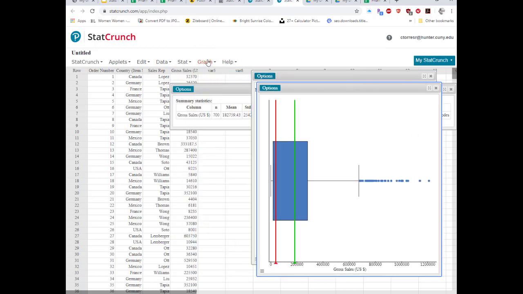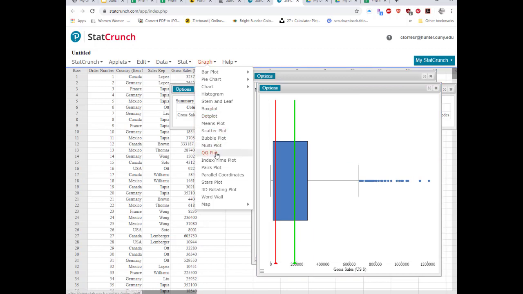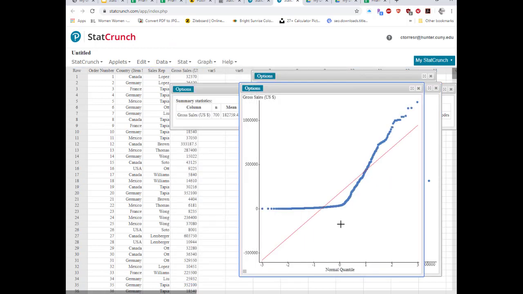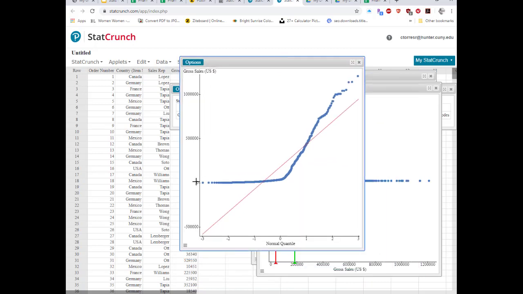Let's see what the QQ plot looks like. Gross sales. I'm almost afraid to look. All right, so this thing is really messed up too. Look, the only places that it's really hugging the line are right there and right there. This is not looking promising at all. So at this point, there's no evidence that this data can be used, and it's not suitable for statistical use. So we can't use it.